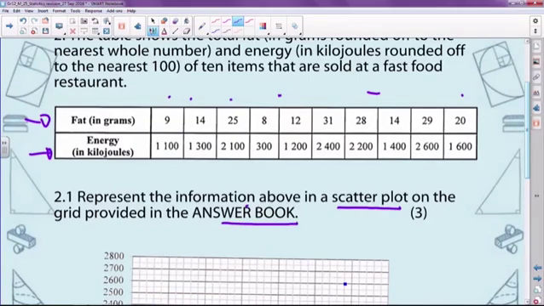So this is given to you in your final exam. You are given the grid paper, and remember, scatter plot, you're literally taking each point and you're plotting the coordinate. The fat in grams will be your independent variable, and the energy will depend on the amount of fat, so that will be your dependent variable.